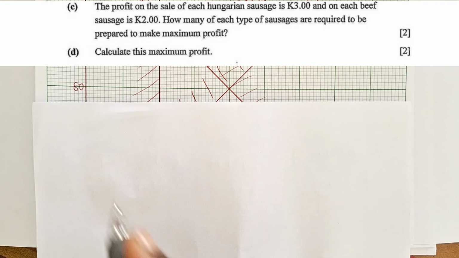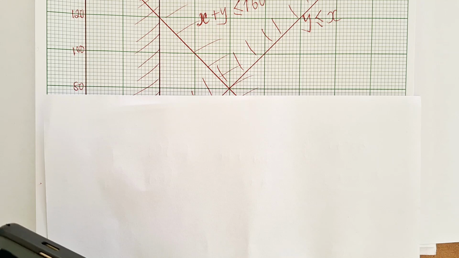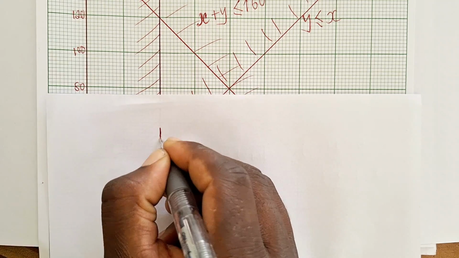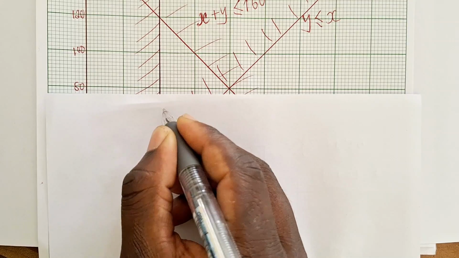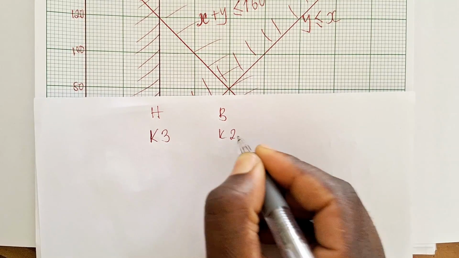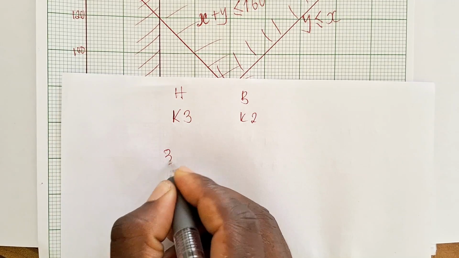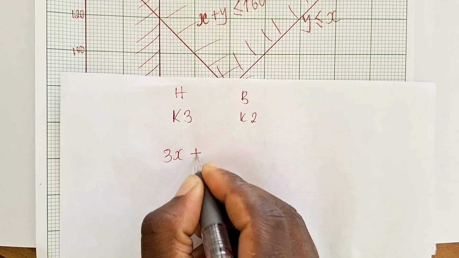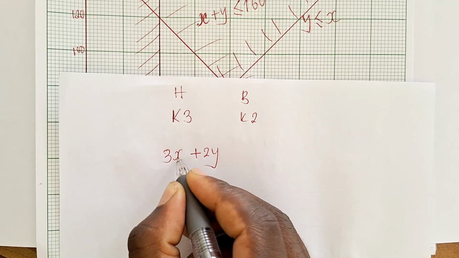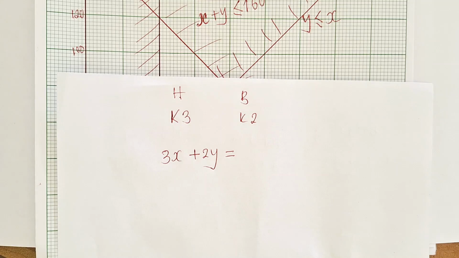So they are saying Hungarian, look at this. They're saying Hungarian is 3 kwacha. The profit on the sale of each Hungarian sausage is 3 kwacha. So it's a 3 kwacha. This is Hungarian. While beef, it's a 2 kwacha. So you're going to say 3x plus 2y. X is Hungarian, y is beef. Is equal to, we don't know.